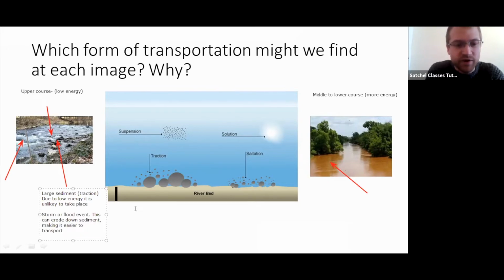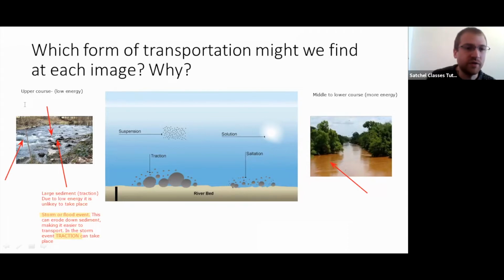But this won't happen every day. Okay, or in the storm event, traction can take place. So it won't be constant movement, but that storm or flood event will definitely trigger it, and I'll just highlight that there. So this storm or flood event will definitely play a big role in actually creating this traction, allowing that sediment to be moved. Okay, now what else can we see?